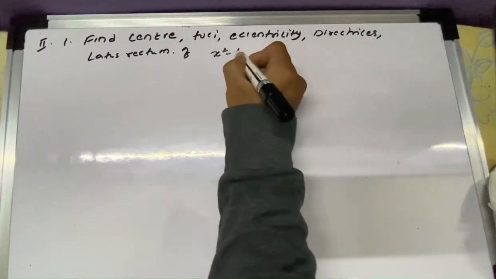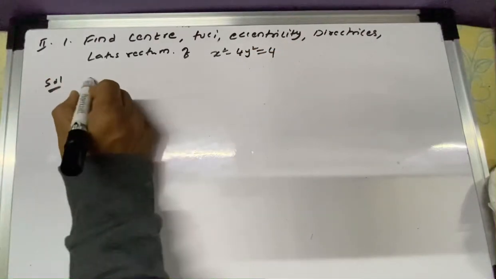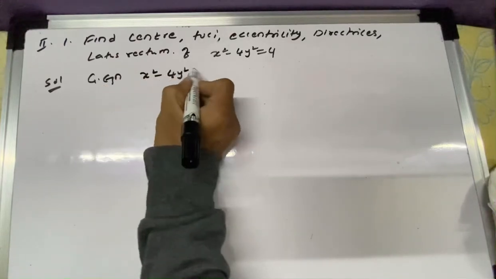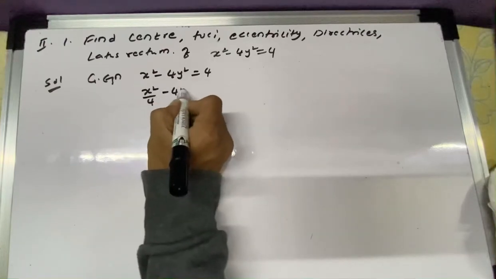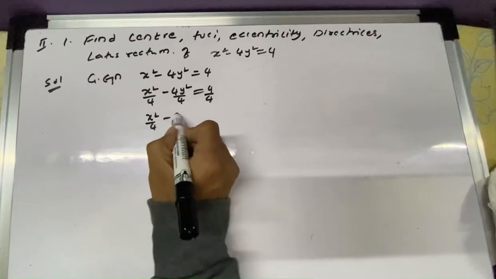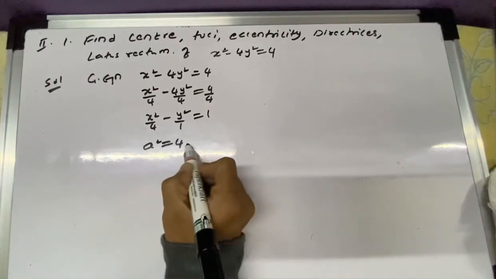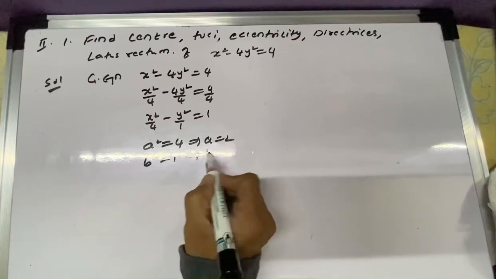x square minus 4y square equals to 4. Whatever the given equation, x square minus 4y square equals to 4, already they are in order. Divide both sides by 4. So this is x square by 4 minus y square by 1 equals to 1. a square is 4 implies a is 2. b square is 1 implies b is 1.